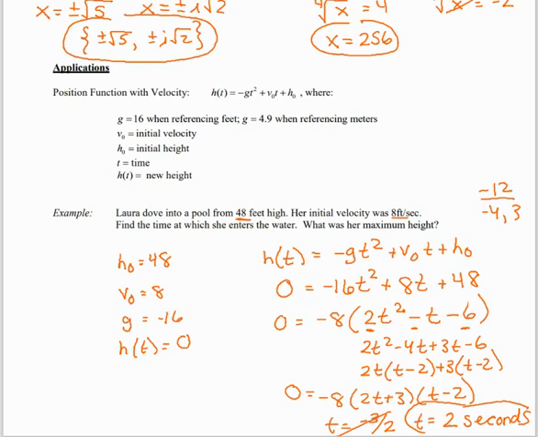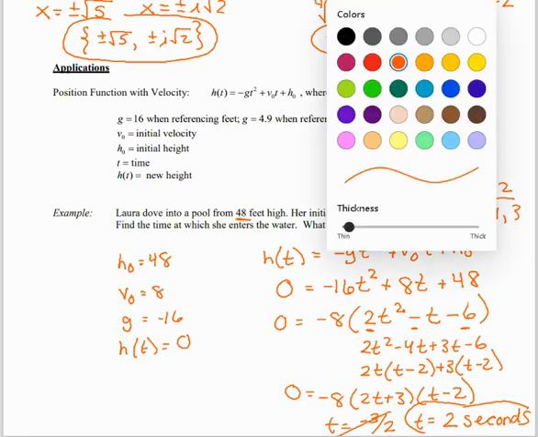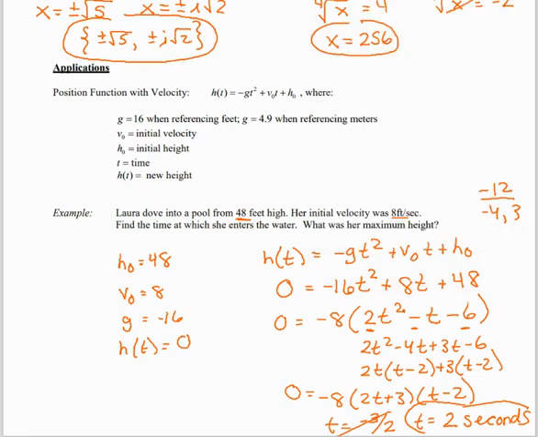Now, the other part of this question says, what is her maximum height? And I'm going to leave that part for you to try. That's a review from our last section. When I say find a maximum, what does that really mean to do? It means find the vertex. So I want you to use your skills from our last section to find the vertex given the equation we've come up with. And don't forget to go back to try the other factoring problems.